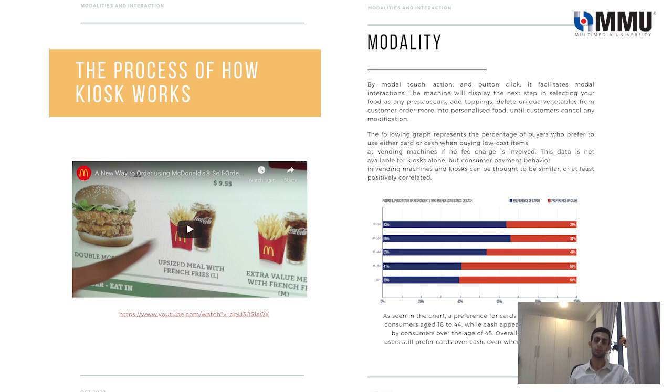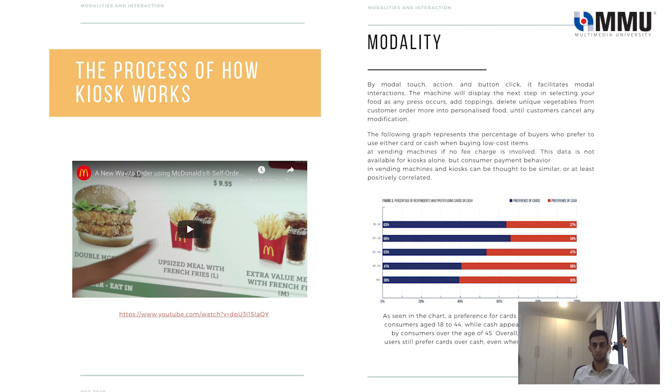Now I'll explain about modality. The machine will display the next step in selecting your food as any press occurs. Add toppings, delete unwanted vegetables from the customer's order, moving into more personalized food until customers cancel any modification.